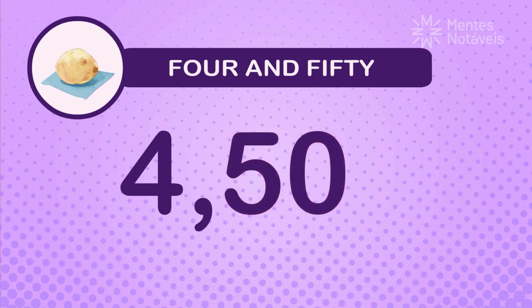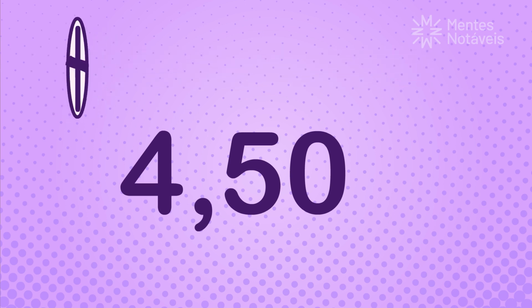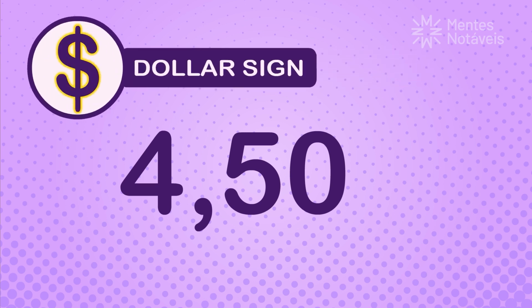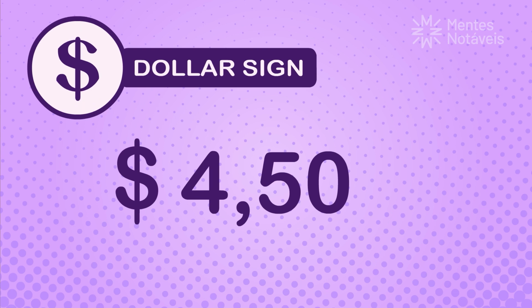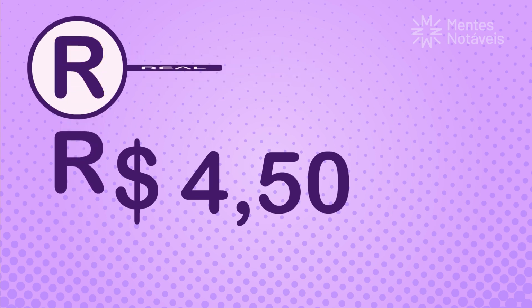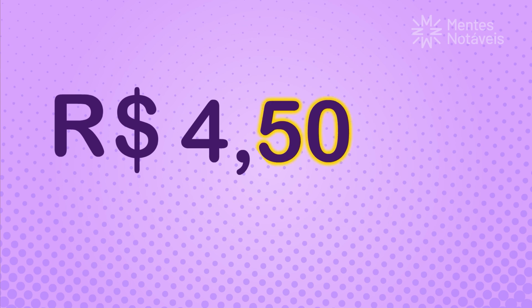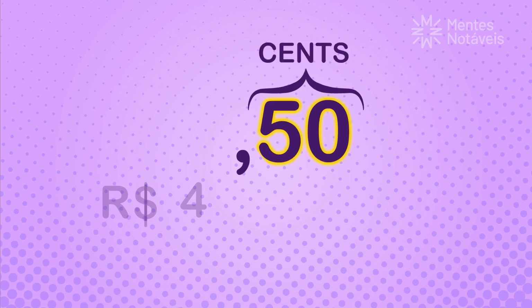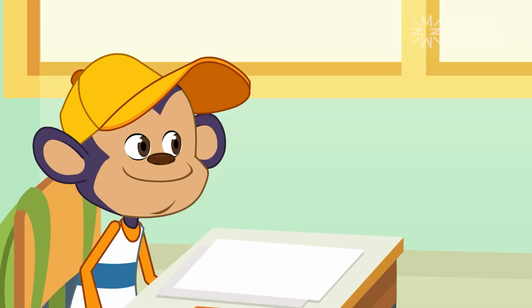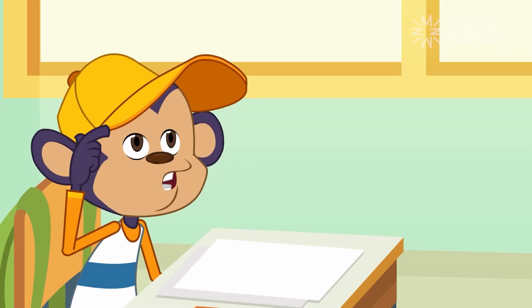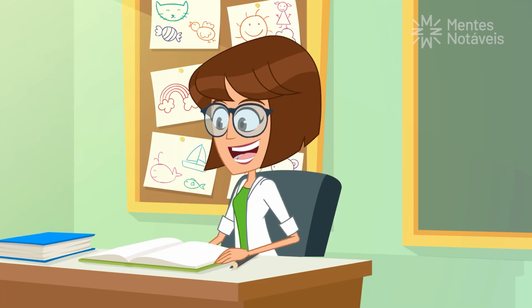But to show that it's an amount of money, we need to use a special symbol called the dollar sign, represented by this symbol here. Next to it, we use the R, the initial letter of real. So, in numerical form, we have 4 reais and 50 cents. See that before the comma, we have the value in reais, and after the comma, the cents. Now I get it.